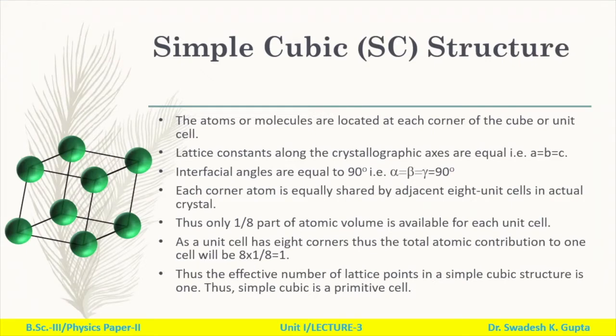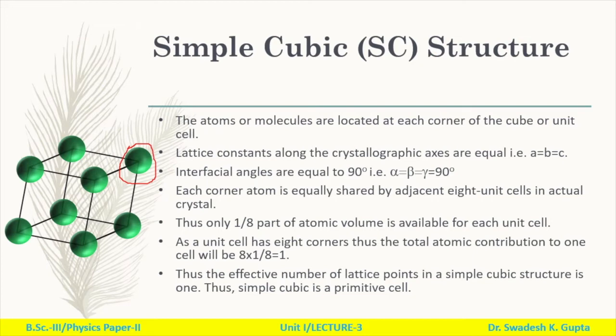In the simple cubic structure, the atoms are located at each corner of the cube and the lattice constants are equal to each other and the interfacial angles are also equal to each other and are equal to 90 degrees. Each corner atom is shared by 8 unit cells. So only 1 by 8 part of the volume of the atom is available for each unit cell.